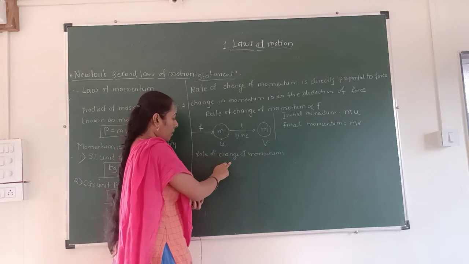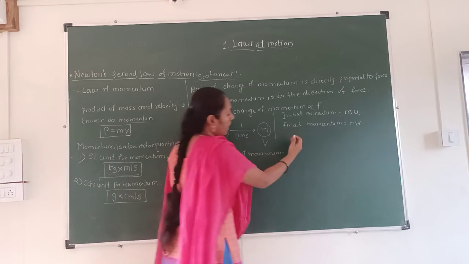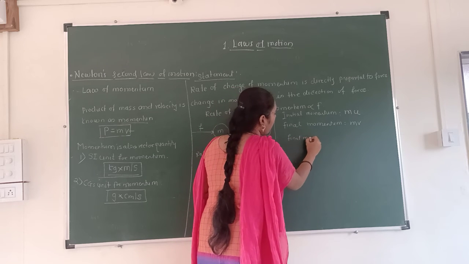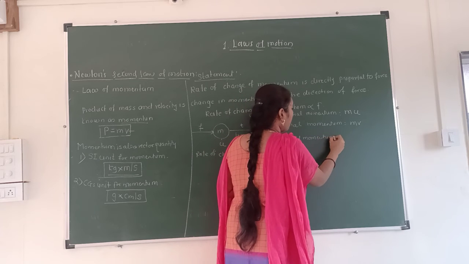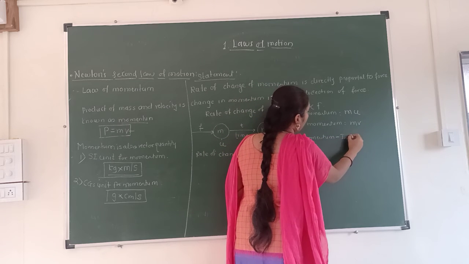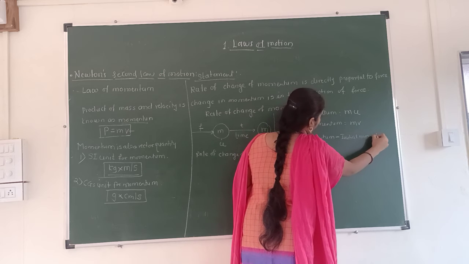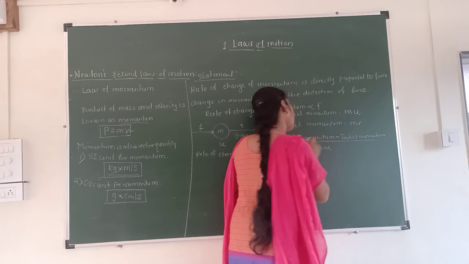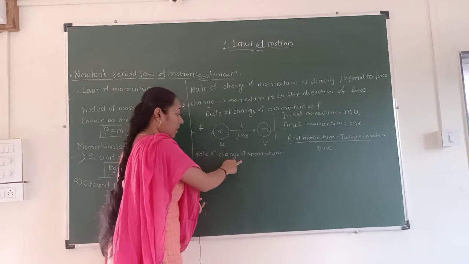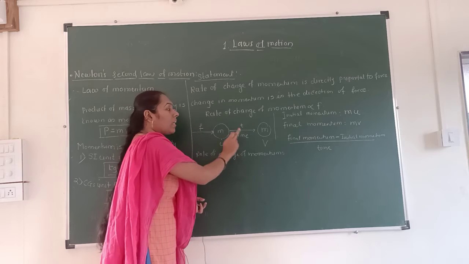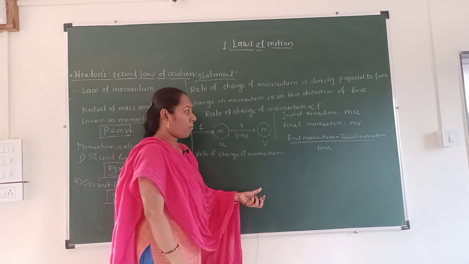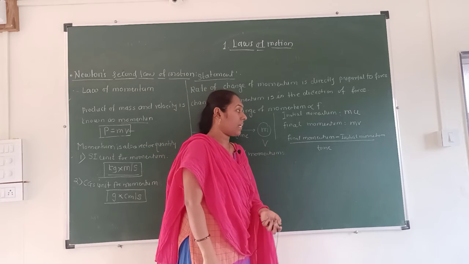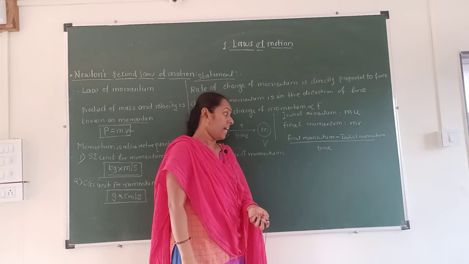What is the formula for rate of change of momentum? It is equal to final momentum minus initial momentum divided by time. Why do I take time here? Because this rate of change occurs in a particular time period. Therefore, the rate of change of momentum is equal to final momentum minus initial momentum divided by time.